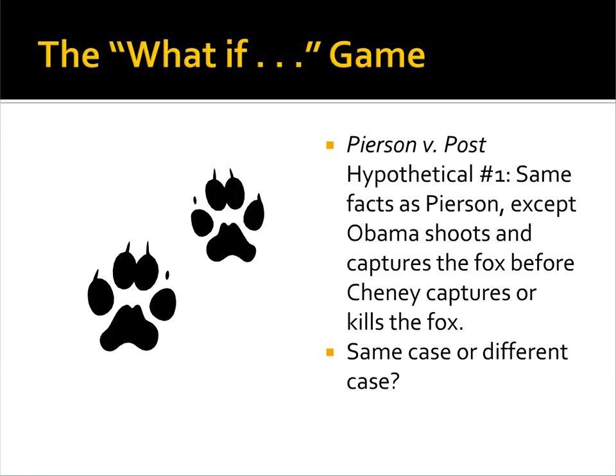So let's take Pearson versus Post as a way to walk through various hypotheticals, knowing the rule of Pearson versus Post and then applying it to these varying fact patterns. So in Pearson versus Post, we know we have a three-part rule: to establish occupancy we must show intention of taking the animal for individual use, depriving the animal of its natural liberty, and bringing the animal within certain control. So again, a three-part rule. We have to show intention, depriving the animal of natural liberty, and we must bring the animal within certain control.